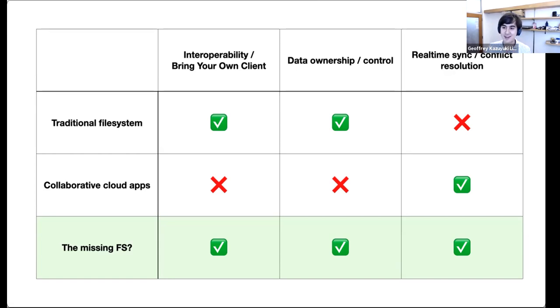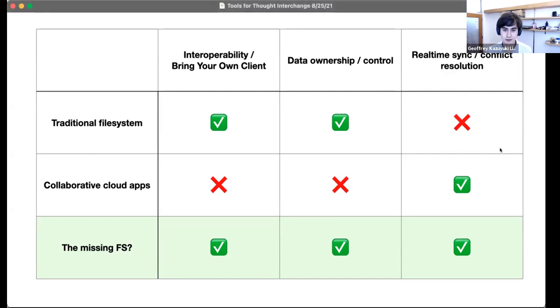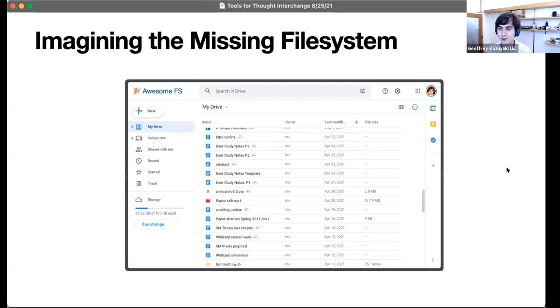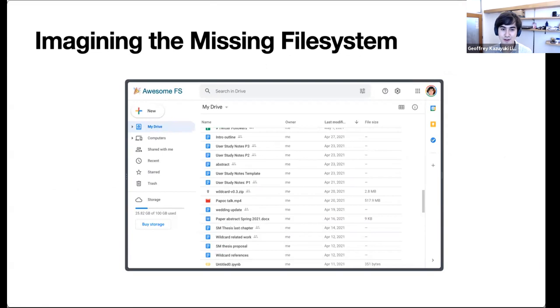So, assume this is a good idea. I want to talk a bit about some speculation of how it might feel, and then second, some of the biggest problems I see in getting there. So what would it be like to use this missing file system? Well, I'm imagining, here I have awesome FS, which may look a little bit like an existing file system that you may have used before.